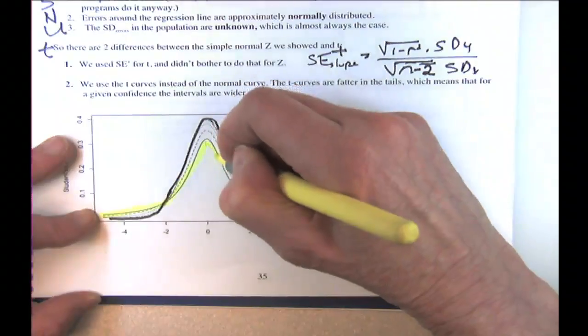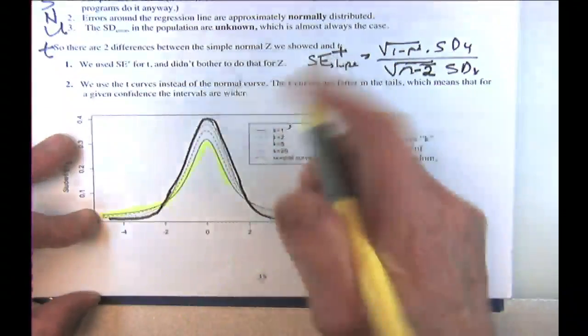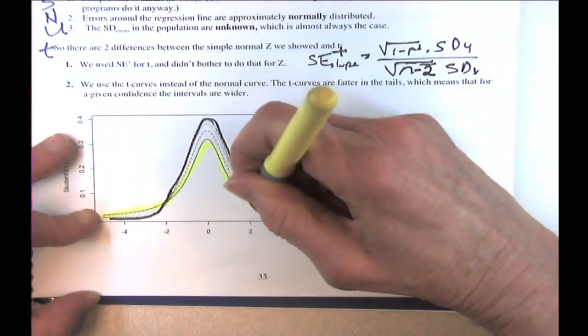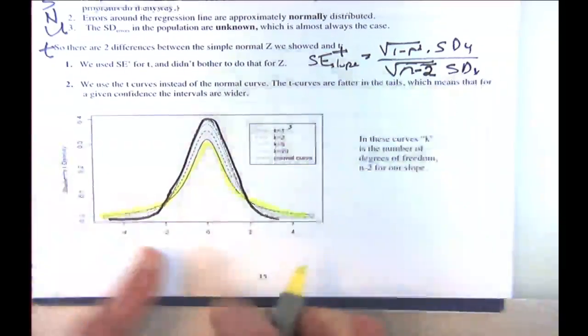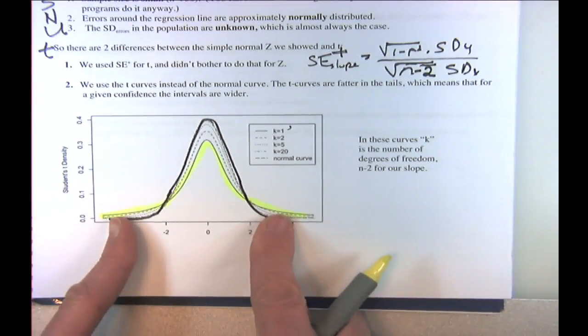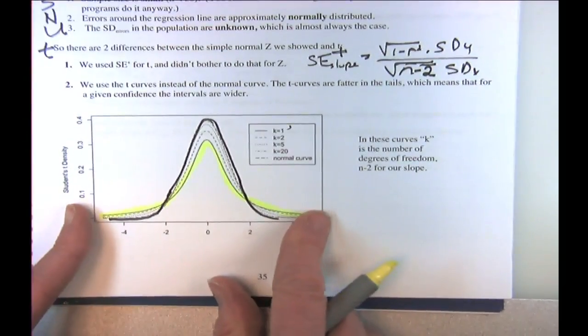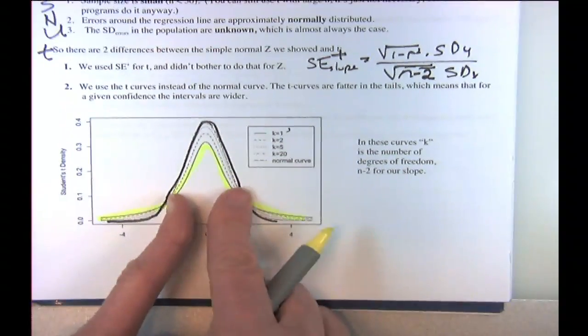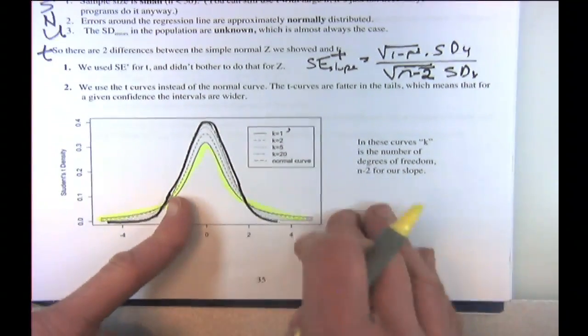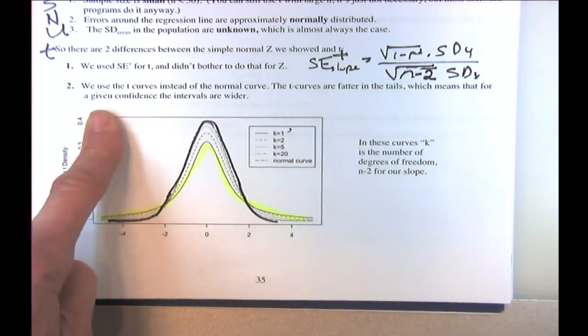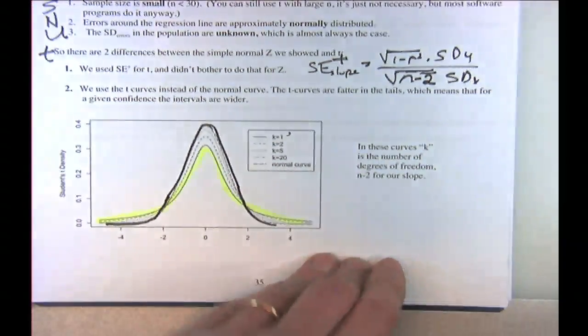You have a lot more error here, and look how much more spread out it is. So if you want to do a 95% confidence interval, you're going to have to go way further out than if you use the normal curve. So with small samples, it's imperative that you use this t-distribution. All right, now how do we get the critical values?